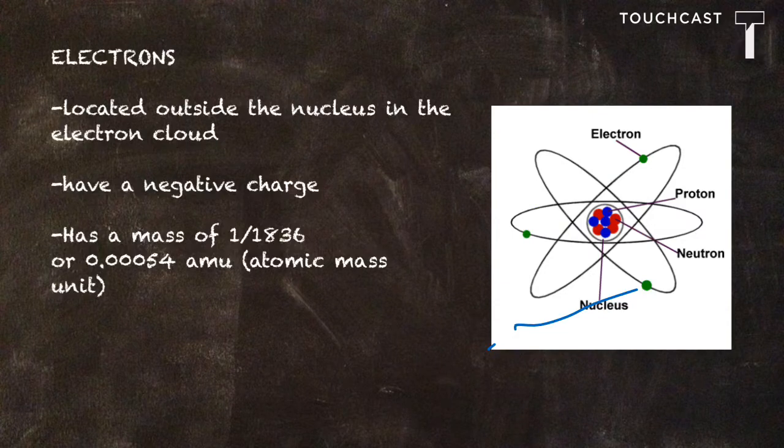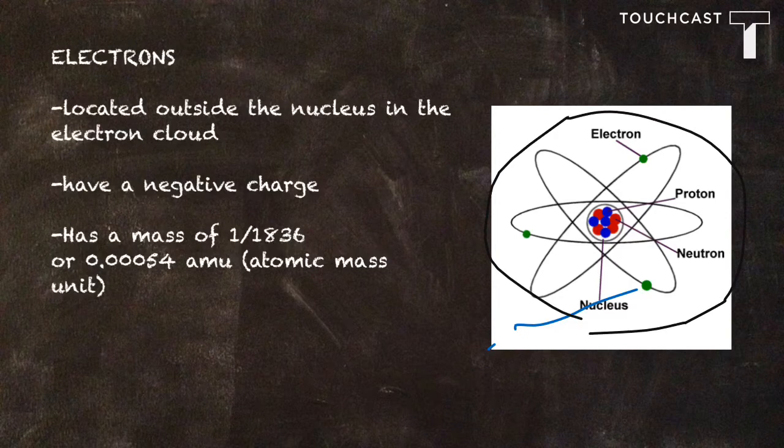Then there's the electrons, located on the outside. So here's my electron, outside of the nucleus, in what's called the electron cloud. They have a negative charge. And sorry guys, there's just not a nifty way. Electron negative, just memorize it. It has a mass of 1 over 1,836 or 0.00054 atomic mass units, so it's considerably smaller than the other two.